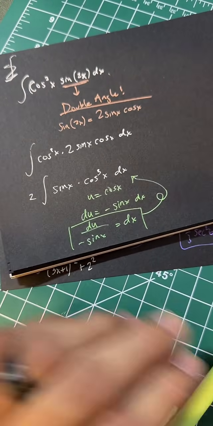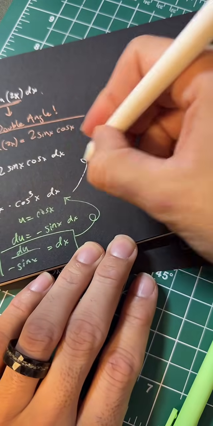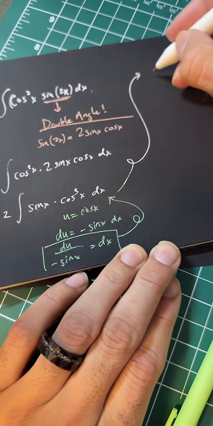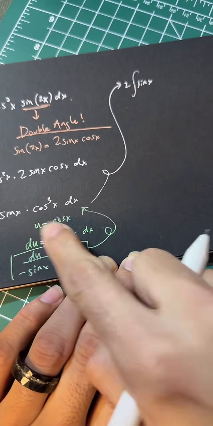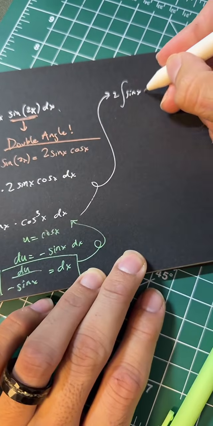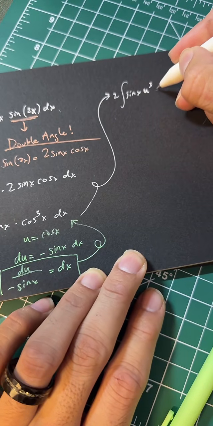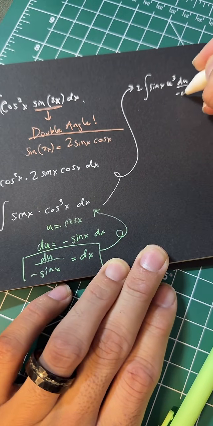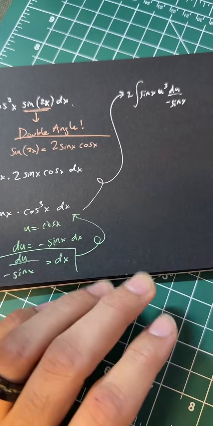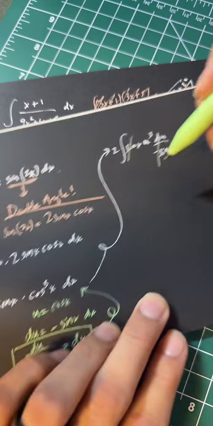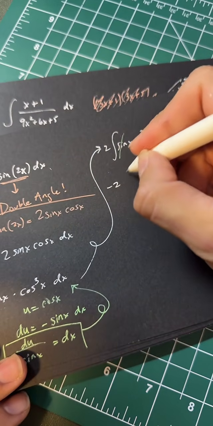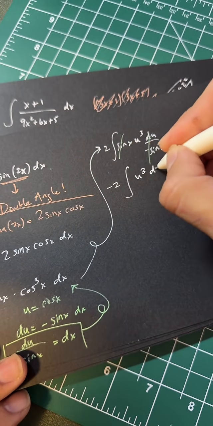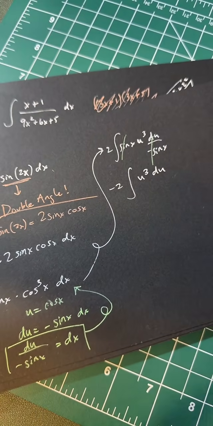Okay, so what do we have? Let's move this up here. We have the 2 that was on the outside, integral sine x. The cosine now became the u, so we have u cubed. And then we have our differential, which is du over negative sine x. And that's what we wanted, guys, because the signs cancel out. So this negative could go on the outside, and we'll have negative 2, integral of u cubed du. Look how nicely that turns.